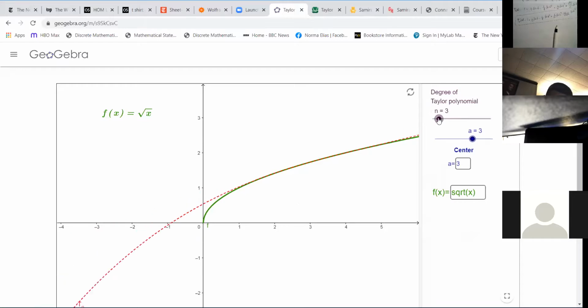Tangent at 3, tangent at 2, and so on and so forth. So if I want to approximate near 3, I take the base point to be 3. If I want to approximate near 1, I take my base point to be 1. So the base point is near which point I need to approximate the function.